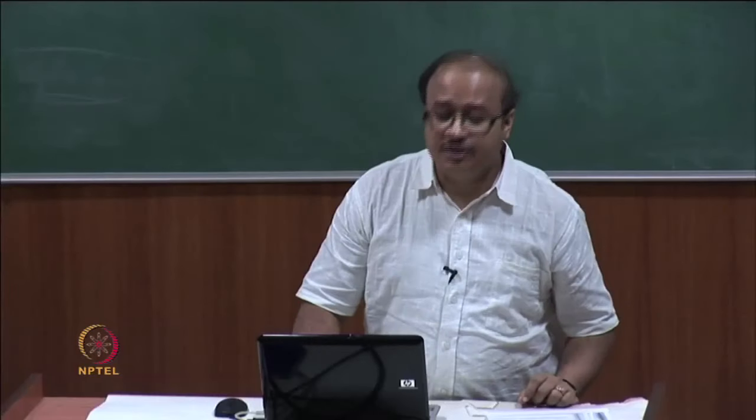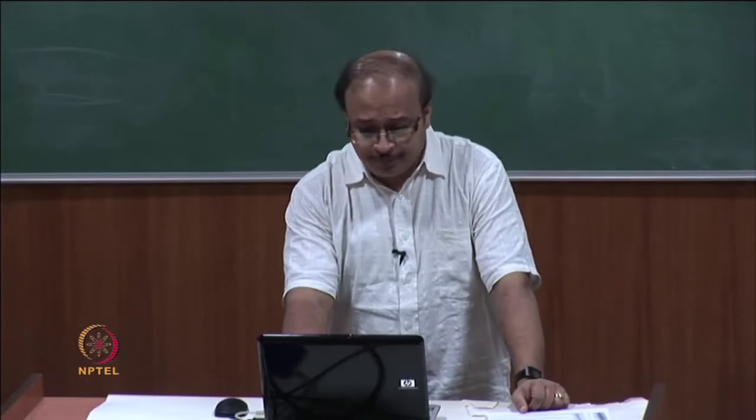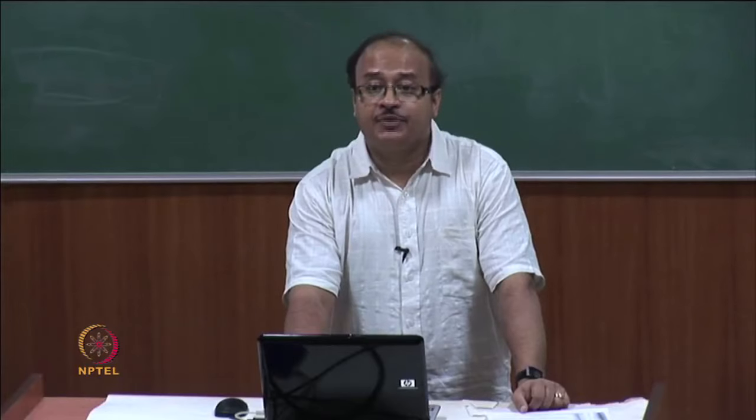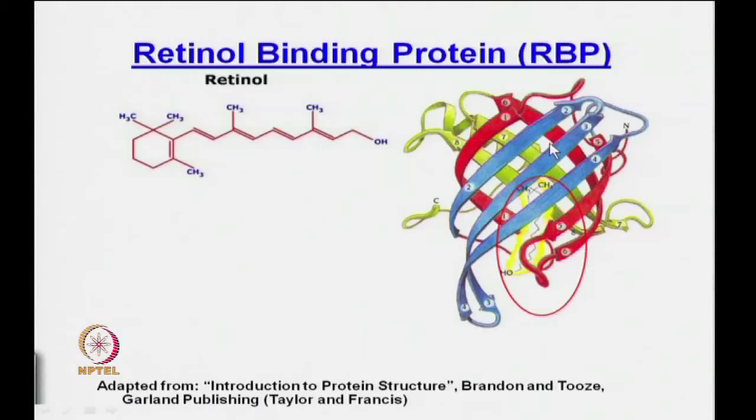A typical example of this is the retinol binding protein, RBP we call it. This is retinol. You see this protein, the retinol binding protein, you can see strands 1, 2, 3, 4, 5, 6, 7 and 8, and then this is the C terminus. In the middle you see this yellowish color and you have seen this chemical structure. This chemical structure is of that retinol.